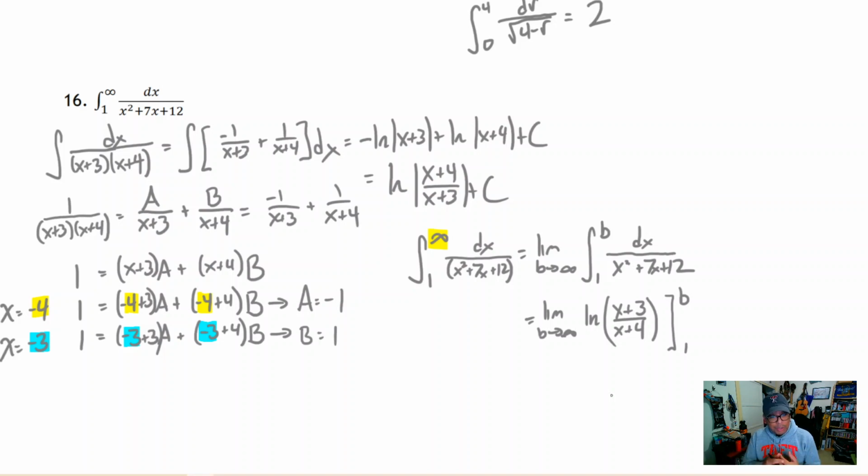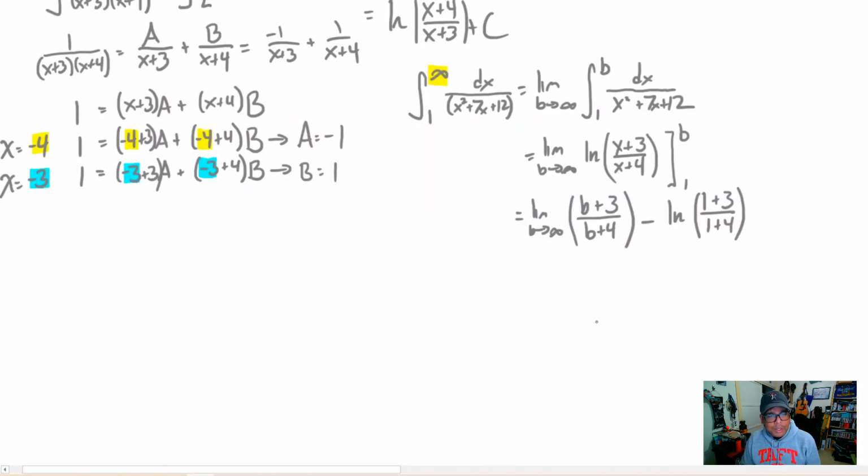Now I can substitute my values for b, or upper limit and lower limit. So we'll substitute our upper and lower limits. And the only place where we have to use this limit as b approaches infinity is going to be this first term. So let's take this first term. I notice that b to the first power is the highest power. So I'll divide everything by b.